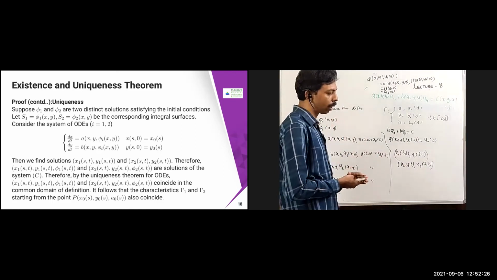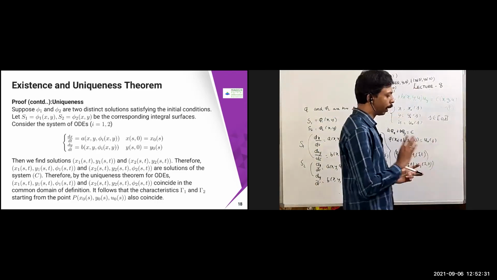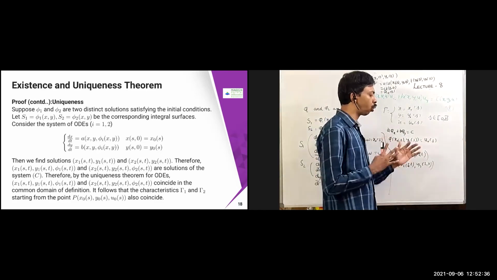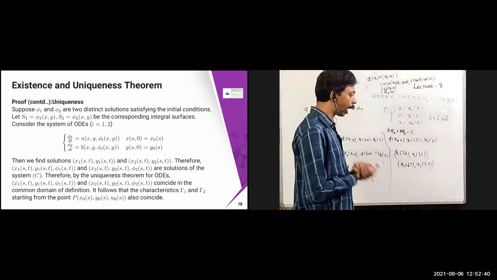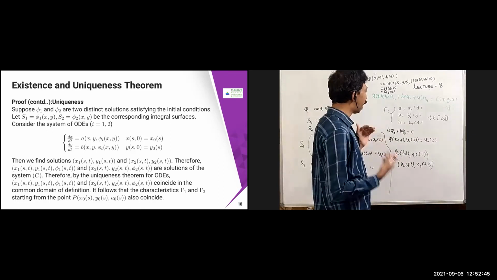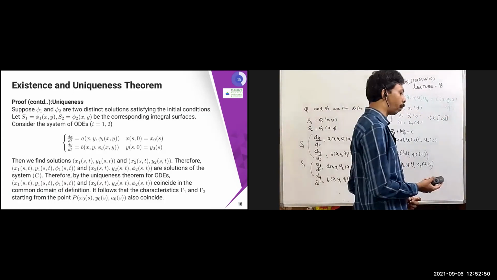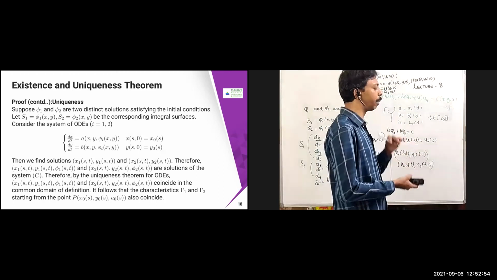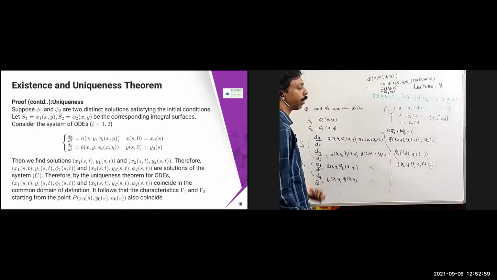Therefore, by the uniqueness theorem of ODE, both x1(s, t), y1(s, t) and x2(s, t), y2(s, t) should coincide in the common domain of their definition. So that means if you have two characteristic curves, both should coincide at the point P(x naught, y naught, u of s). That means both are the same. Therefore, pi1 and pi2 cannot be distinct. They are the same. That is the uniqueness theorem.